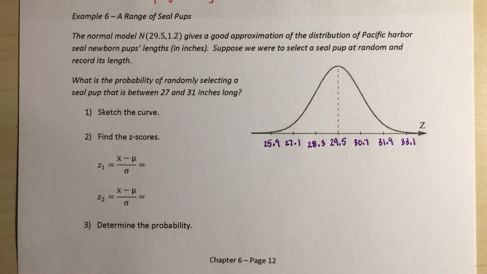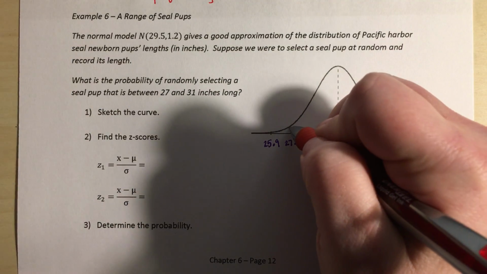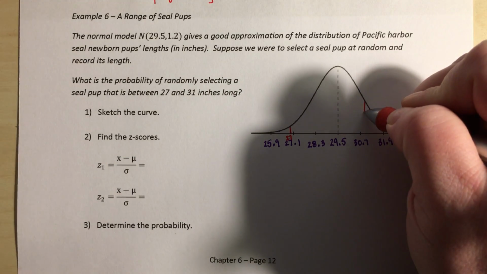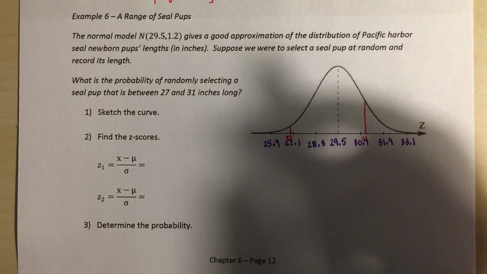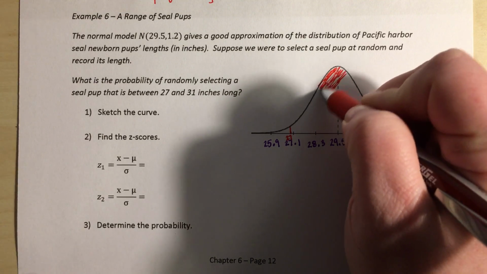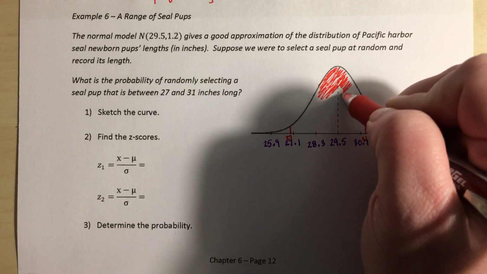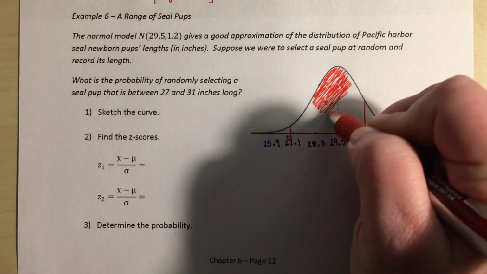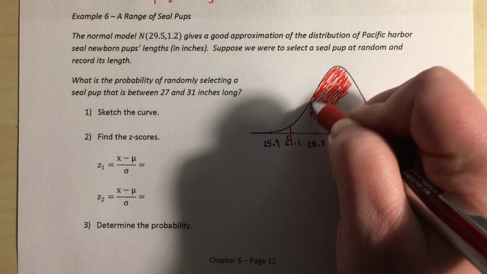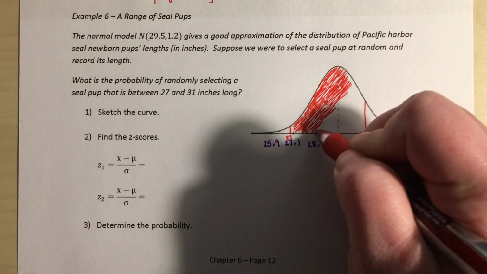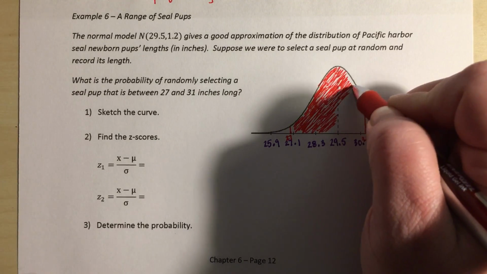All right, now we're going to go through and we need to shade this in. So 27 inches would be right around there. 31 inches is going to be right around there. And we're going to shade our area in between. The more area we are shading, the higher our percentage is going to be. In the last example, we just had a little tiny portion shaded in. We got a small percentage. In this example, we're shading in a really large portion of our curve. So that means that we should end up with a much larger percentage.